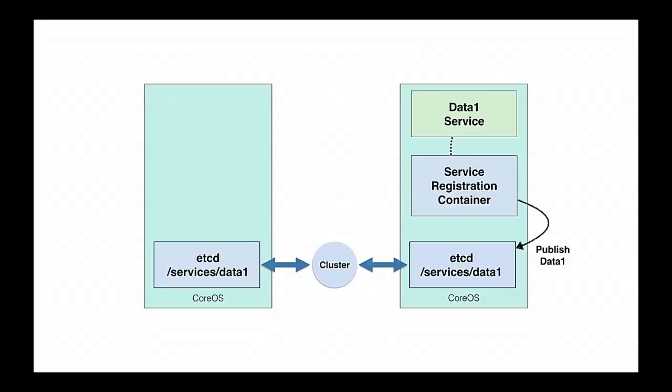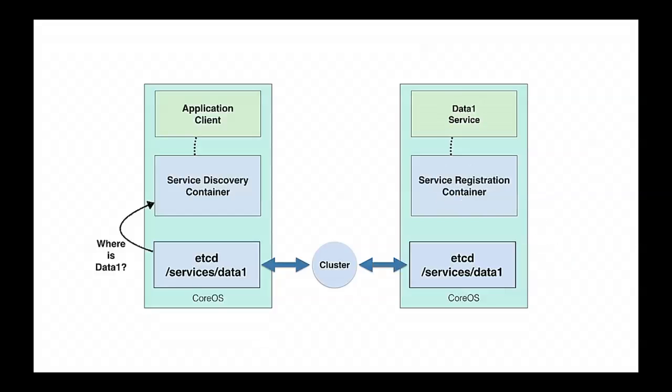So he publishes where he's at. The app client has another, let's call it a sidekick. It's a service discovery container. It says, hey, where's data one? And so the application client can then ask that, and he can get that information. Now, the application client obviously didn't ask that because it doesn't know. But the service discovery container handled that piece for it. So the application client can now connect to data one.